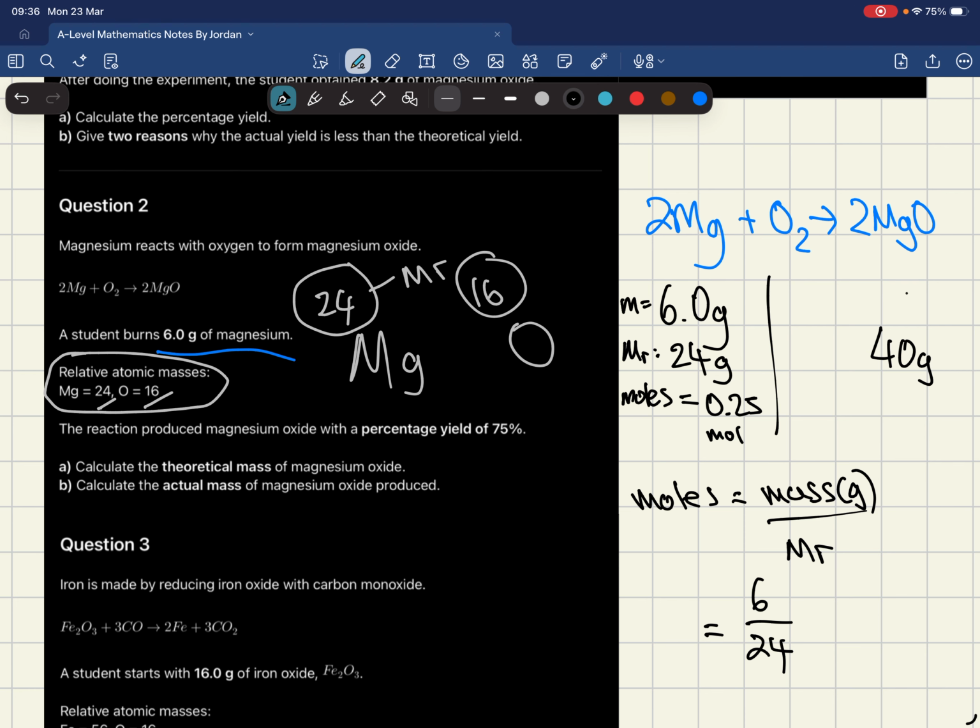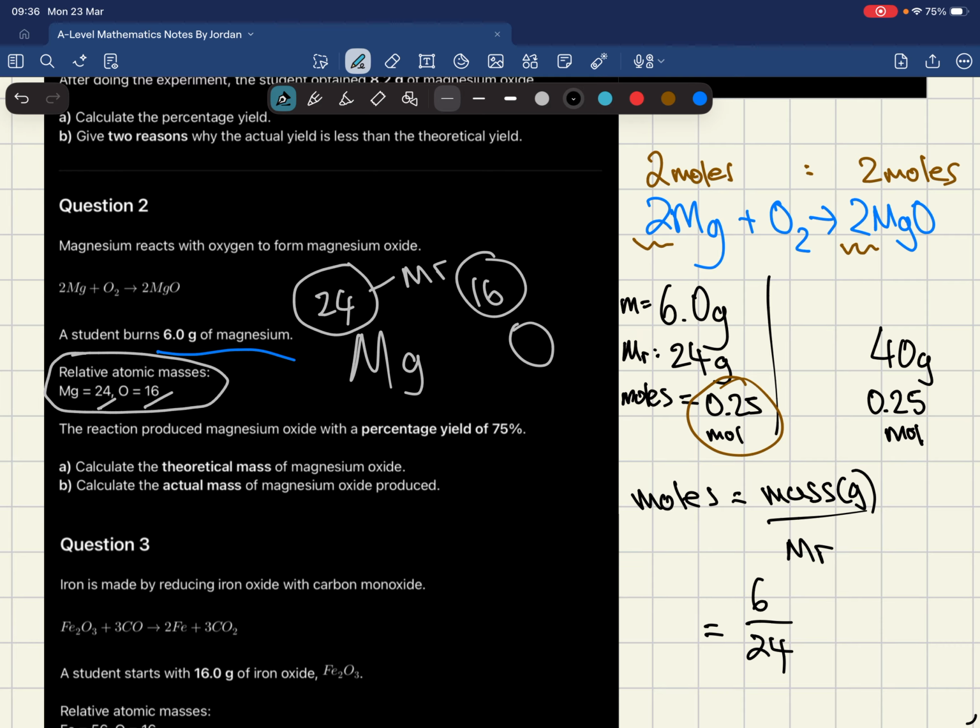We can't get this mass at the minute. What we need to do is to use what we call the mole to mole ratio, and that will allow us to work out the moles of magnesium oxide. Since you see that there's a number 2 in front of magnesium and a number 2 in front of magnesium oxide, this tells you that 2 moles of magnesium will equate to 2 moles of magnesium oxide. And so if that is the number of moles for magnesium, then it will be exactly the same for magnesium oxide, since the ratio here is 2 to 2. Okay.